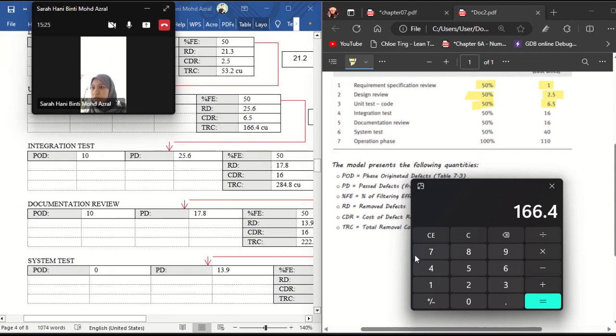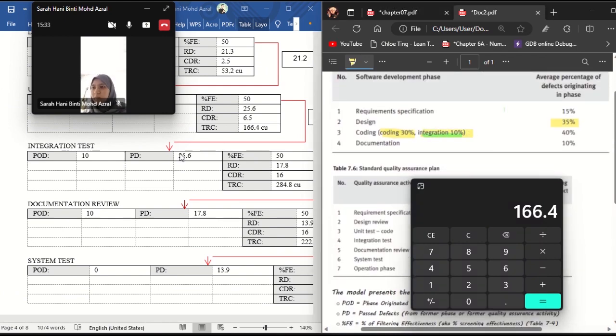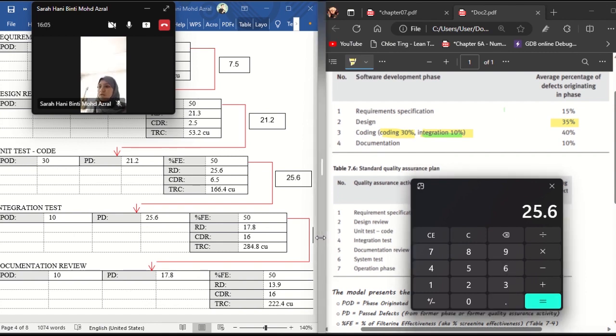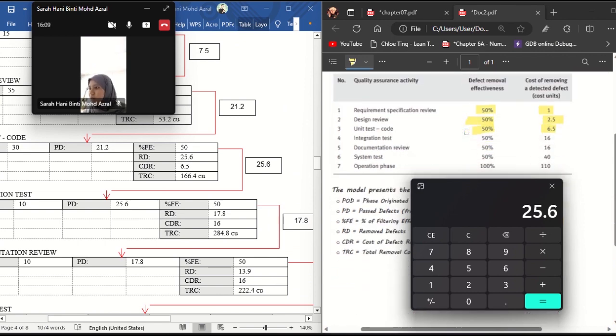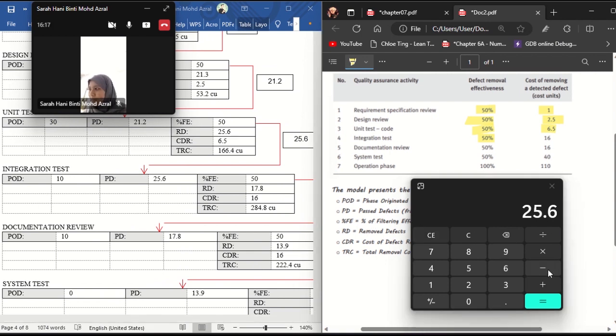So for the next phase is integration test. The POD given is 10. And the previous defects is 25.6. So this is how you calculate it. 30 plus 21.2, then subtract the RD, and that's how you get the previous defects. The filtering effectiveness given is 50%. And the RD, the remove defect, is the total of the PD and POD.